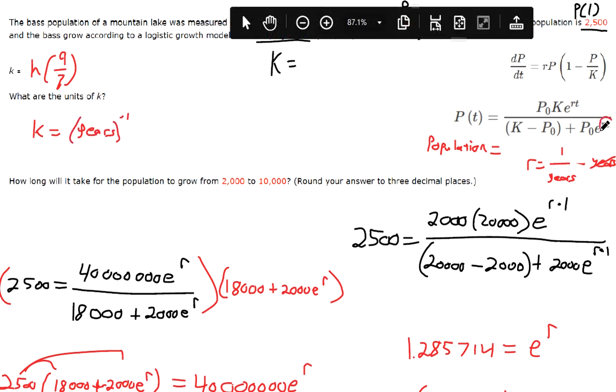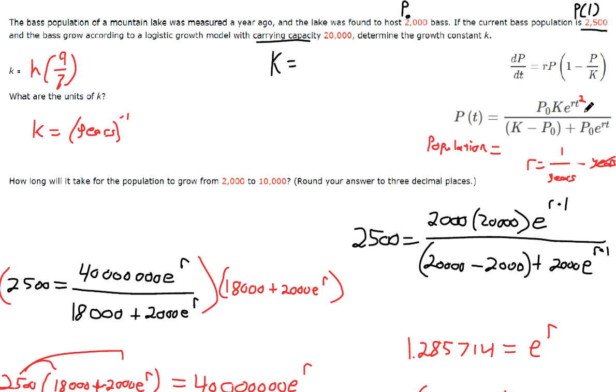Same thing in the denominator. If this is like t squared for some reason, let's see. Yeah, that'd have to be years to the negative second, right? So 1 over years squared times years squared would cancel out to get rid of your years unit.